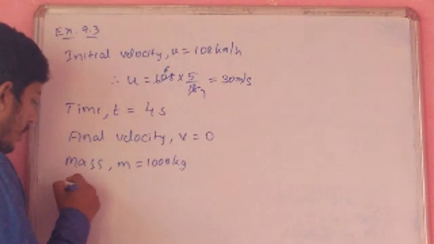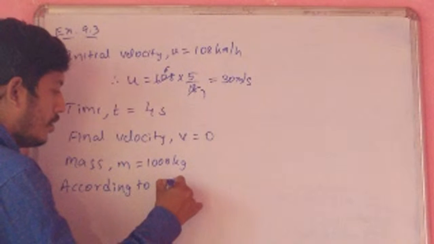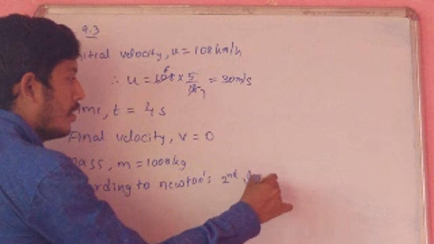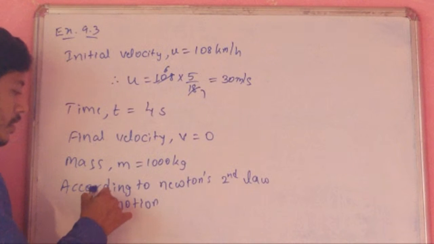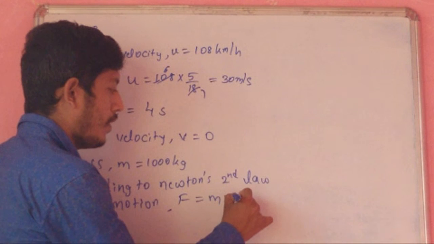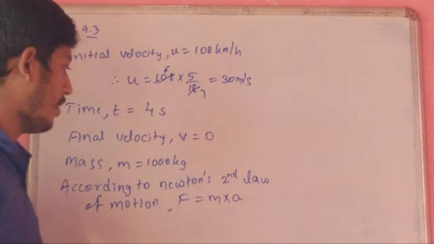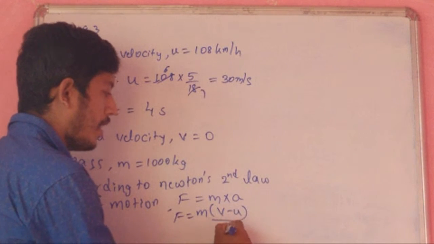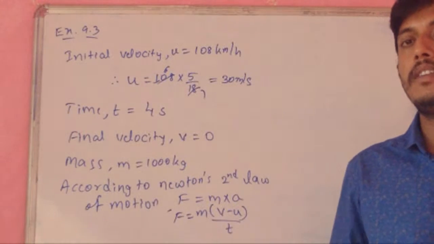According to Newton's second law of motion, what is the mathematical expression? F equals m into a. Force equals mass into acceleration. So based on that, F equals m into a, where a is v minus u divided by t. Therefore now we have the expression F equals m into v minus u divided by t.